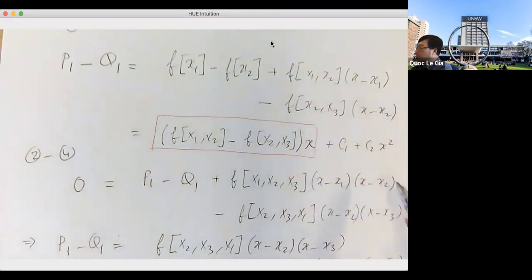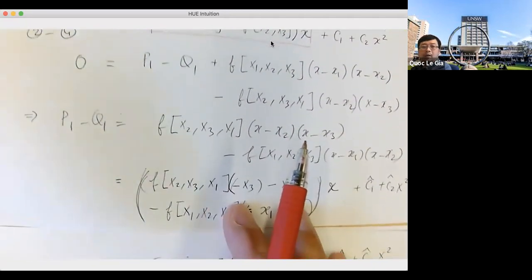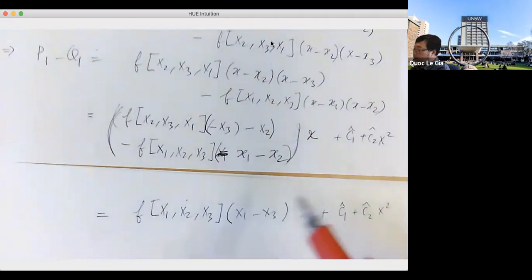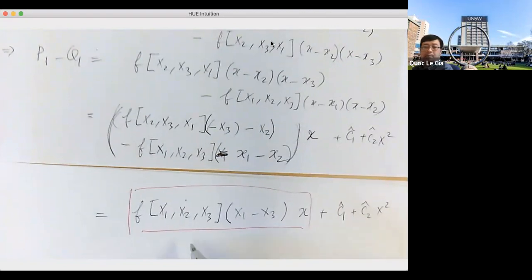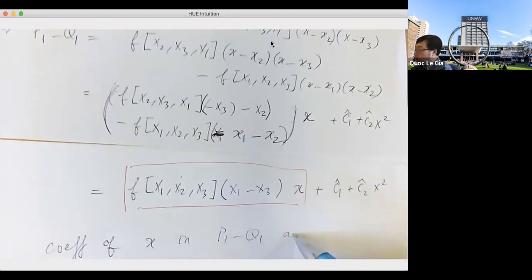Okay, look at the red box. So this one is constant and x squared, so now we just ignore that. And now we go down here. You got P1 minus Q1, and you got this one for x. Because they're the same polynomial, the coefficients have to be the same. So the coefficient of x in P1 minus Q1 are the same.